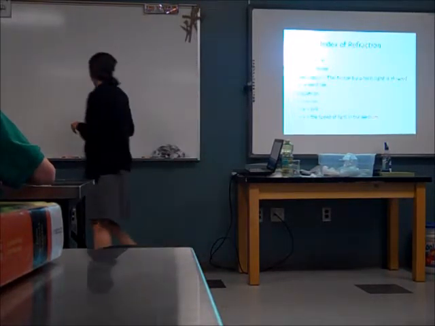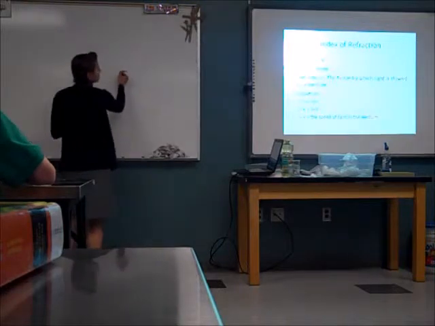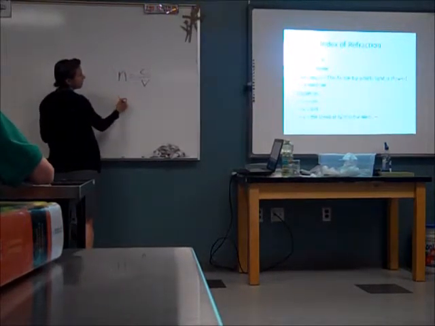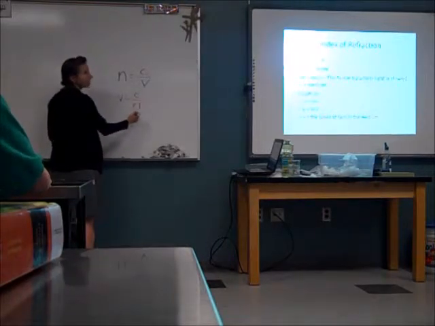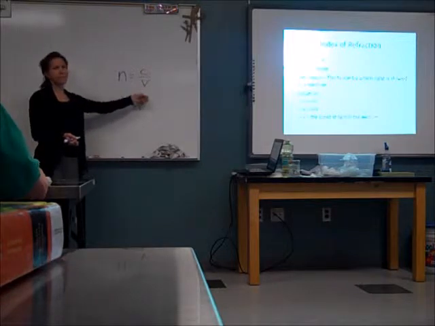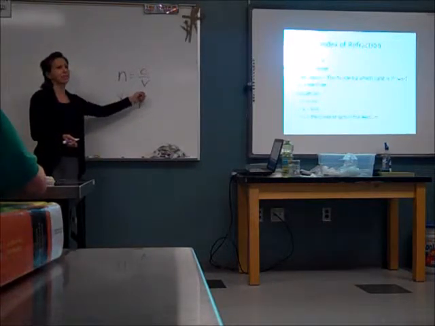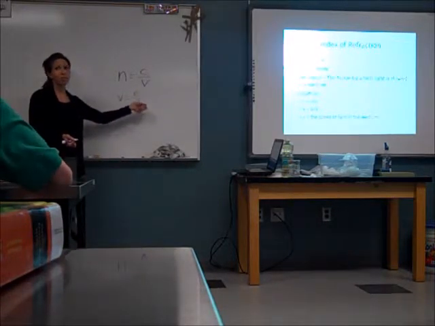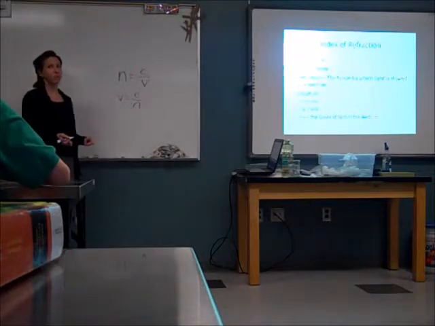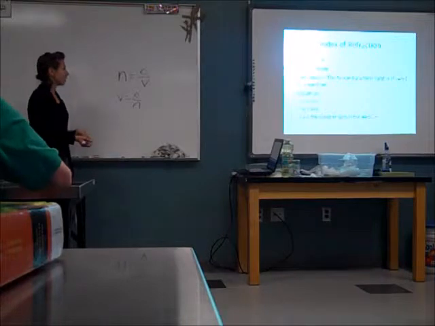You'll see this equation in a couple of other formats. n equals c over v is one of them. You'll see v equals c over n as another one. If you want to know the speed of light in that medium, then if n is 2, I take c and divide it by 2. If n is 3, I divide c by 3. If n is 1.5, I divide c by 1.5. And that tells me how fast light moves through the other medium. Okay?